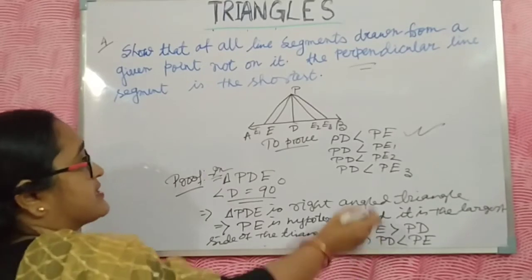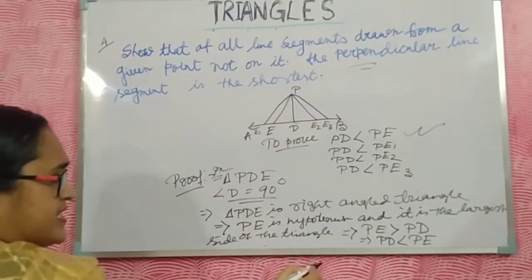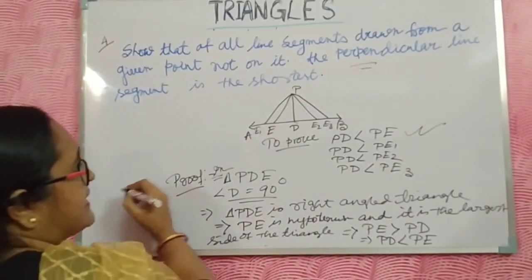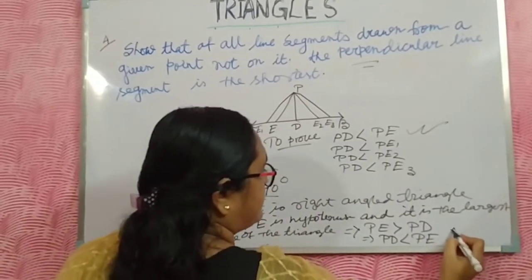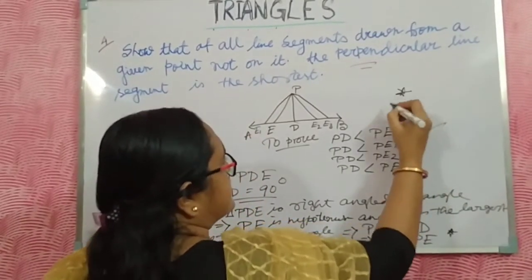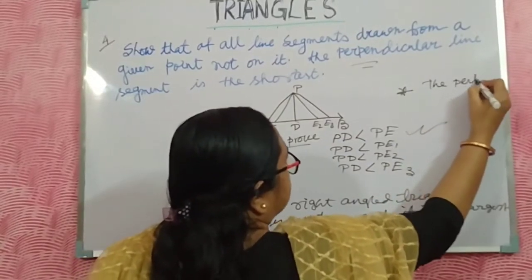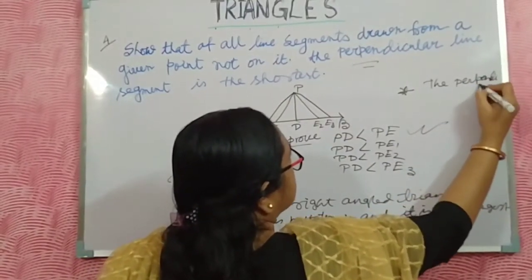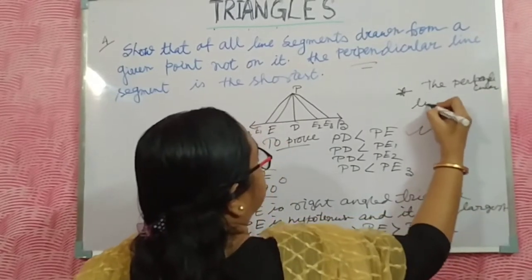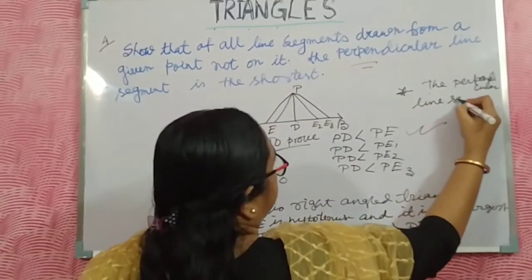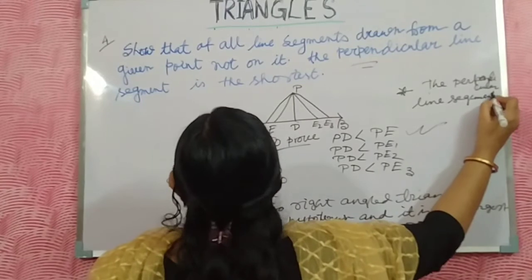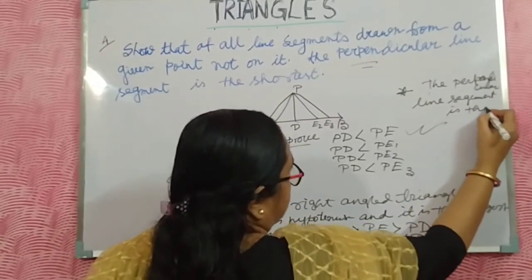Then you just write here. Now this is a very easy proof. And I write here also, this is the last line: the perpendicular line segment is the shortest.